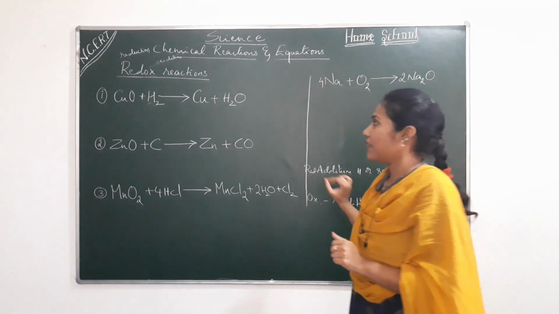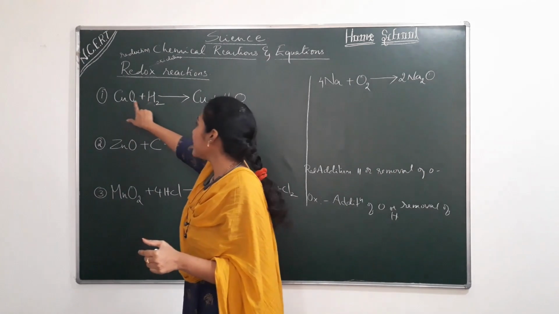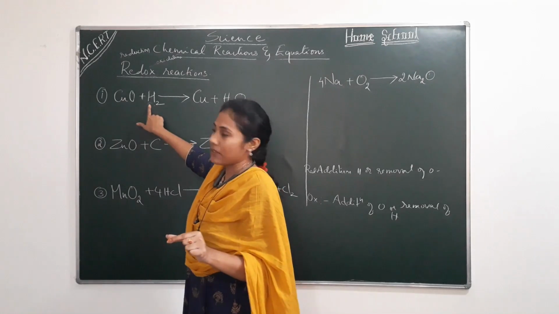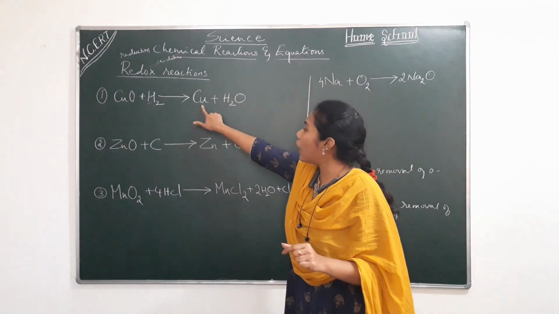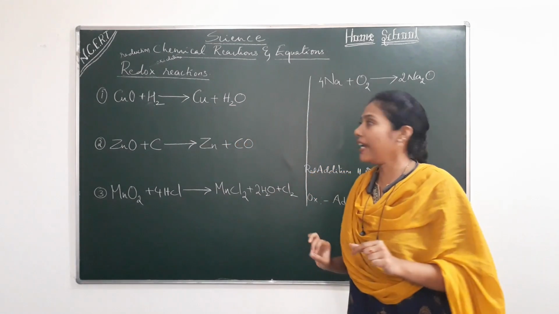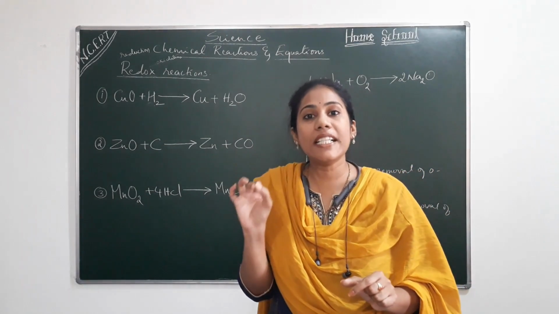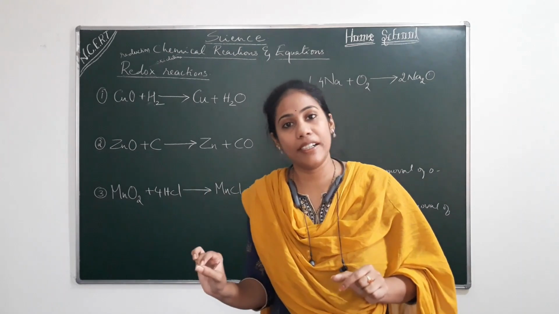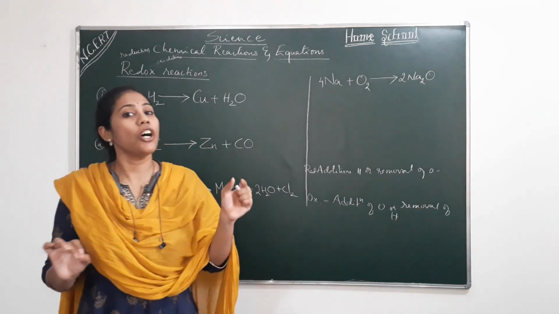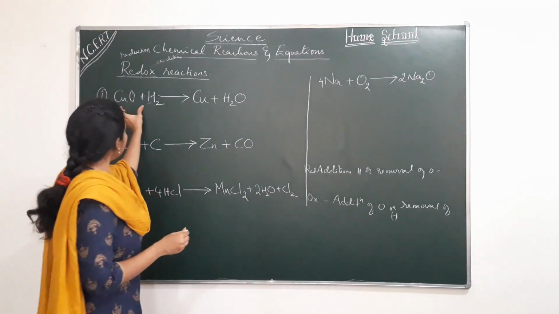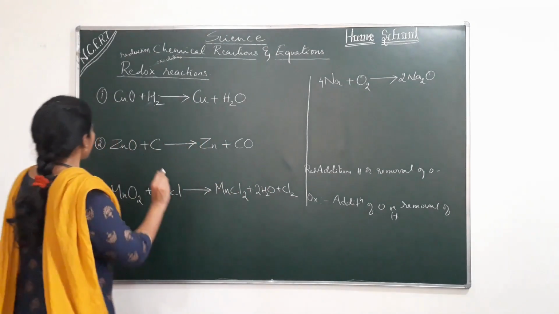Okay. Now coming to the first reaction. Observe the first reaction. You see copper oxide plus hydrogen. These are our reactants. Okay. They are reacting and what you are getting here? Copper and water. Okay. So first let us identify whether it is a redox reaction or not. To identify whether it is a redox reaction or not, you should observe the reaction very carefully. Okay. Just check it out.